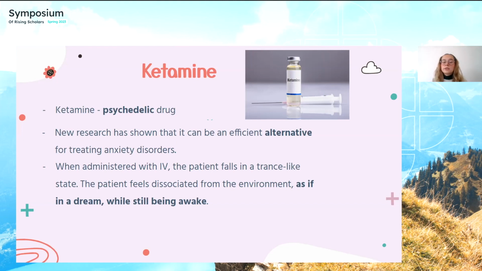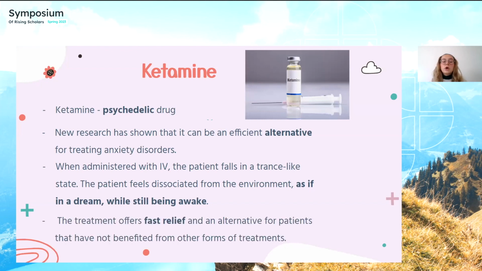And when a person is administered ketamine through the IV, the patient falls into a trance-like state. The patient feels dissociated from the environment as if they're in a dream, but they're still awake. And this is very important to acknowledge because this means that their reflexes are still intact. And this makes ketamine a safe alternative for treatments. Another benefit of this treatment is that it offers fast relief when it's needed. And overall, I found that ketamine can be used as an alternative for patients that have not benefited from other forms of treatments.